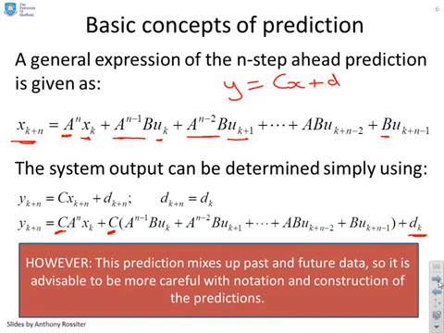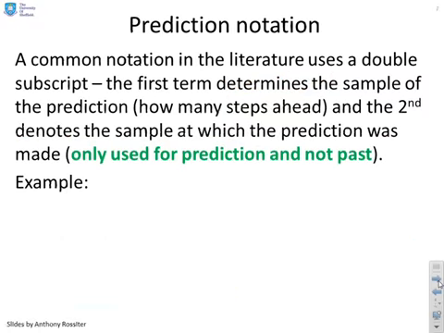Now, at the moment, this prediction is mixing up past and future data. So what we want to do is be a little bit more careful with our notation in order to distinguish between what is past data, which is known, and what is future data, which is part of our prediction. So it could be a decision variable, or it could be something that we don't know that we want to decide.